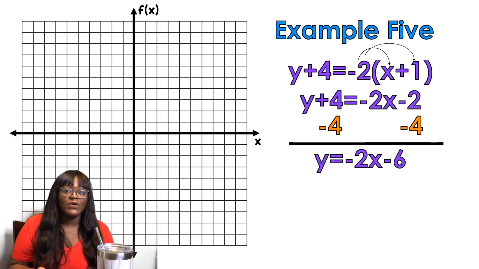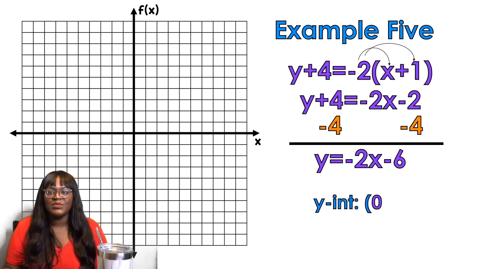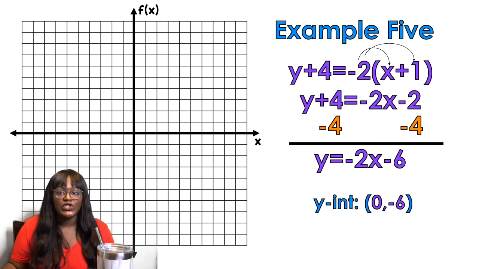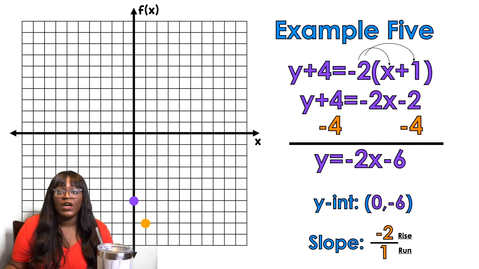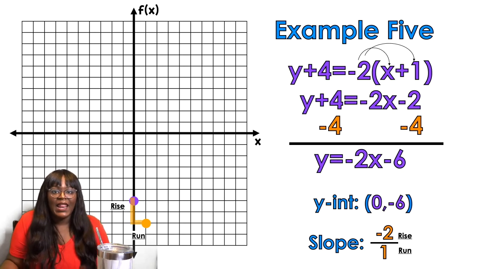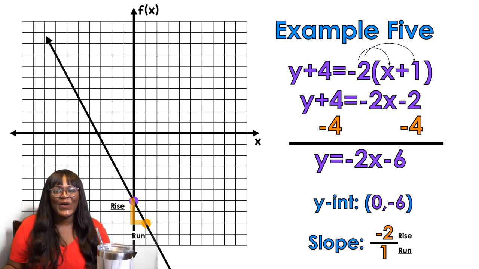Now, slope intercept form, remember, is y equals mx plus b. The y-intercept is b, so obviously that's going to be 0, negative 6. Your m is your slope, so that's going to be negative 2 over 1. So guess what we're going to do? We're going to plot our y-intercept, and then from that point, we're going to rise down 2, run over 1, draw a line. Hey! We did that. Go you!